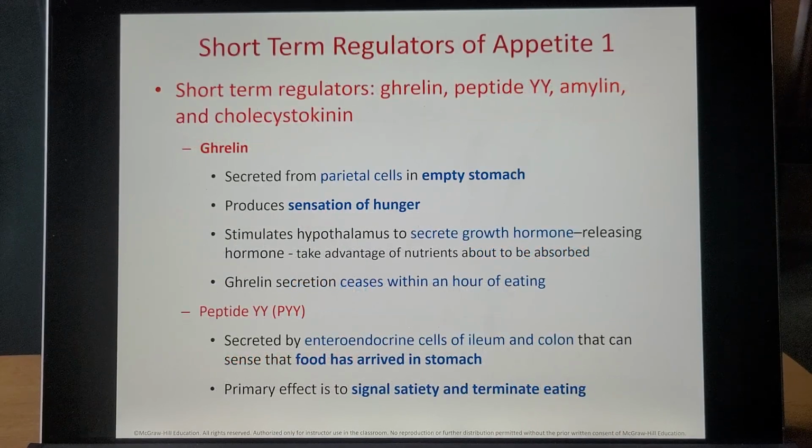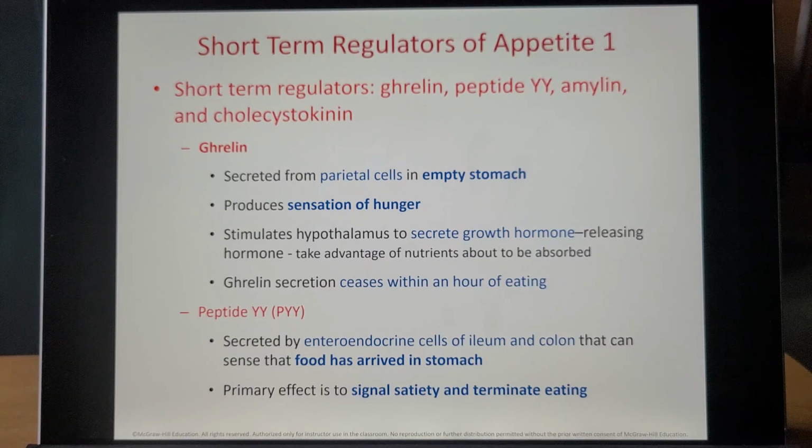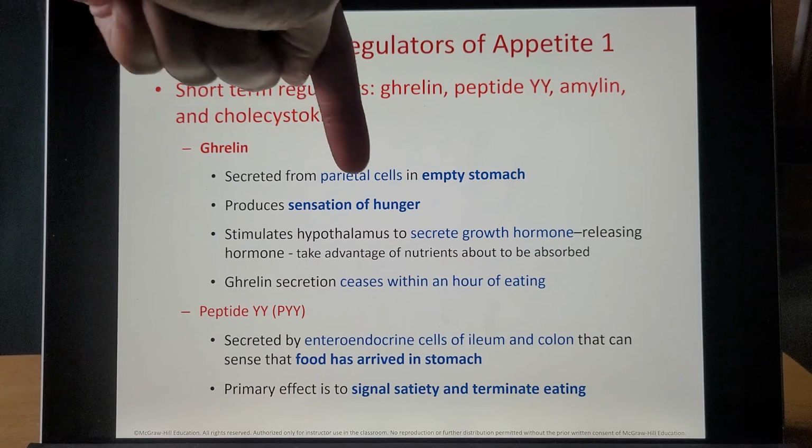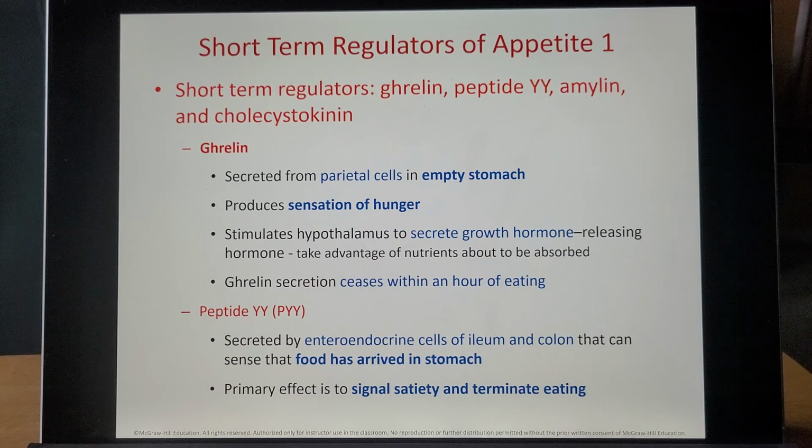Who knew? Okay. So our short-term regulators of appetite, we have ghrelin, peptide YY, amylin, and cholecystokinin. So ghrelin, that is released from the parietal cells when your stomach is empty. Basically, feed me. There's nothing here for me to do. I'm bored. So this gives you the sensation of hunger, and therefore also helping you to eat so you can actually fill the stomach up.